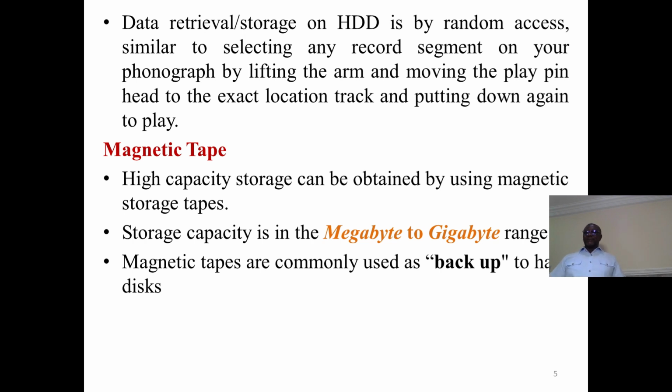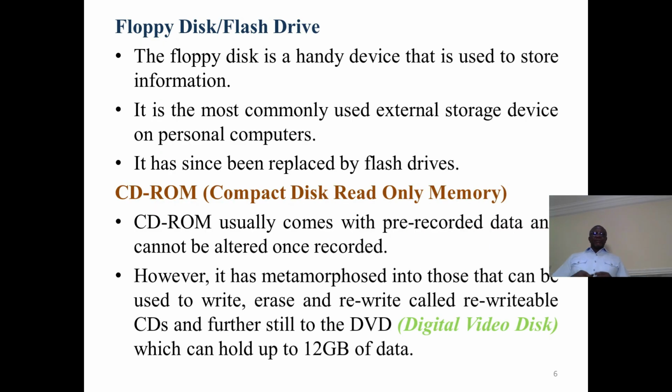We have the next one, which is the magnetic tape. We see that high capacity storage can be obtained by using magnetic storage tapes. Storage capacity is in the megabyte to gigabyte ranges. Magnetic tapes are commonly used as backup to the hard disk drive. Likewise, the flash drive. They are the most commonly used external storage devices on personal computers.